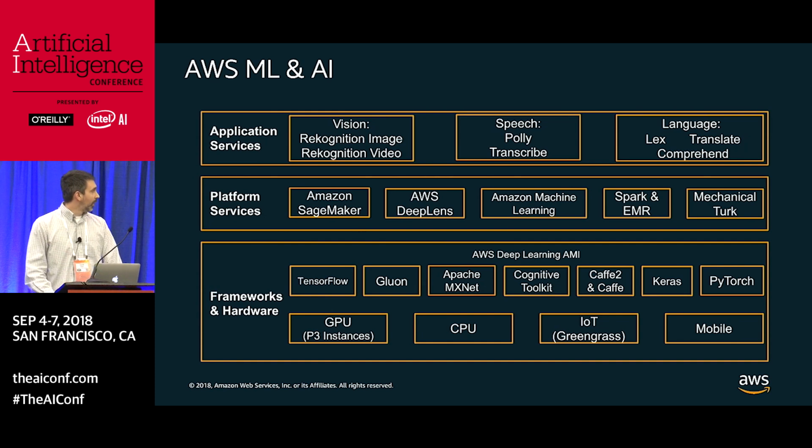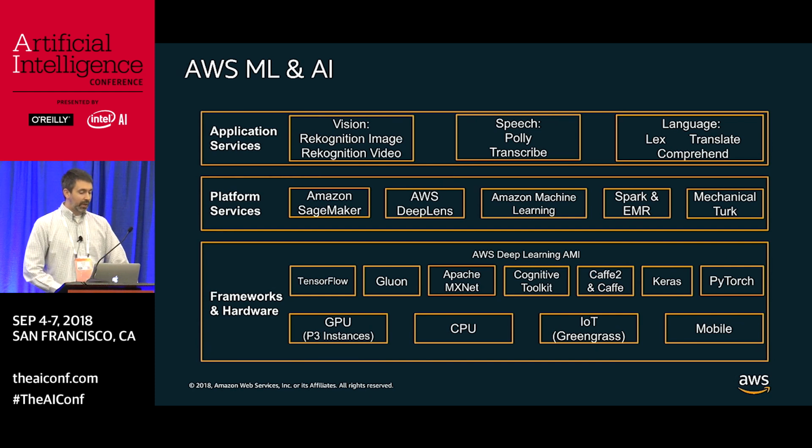We have a few other platforms as well in that layer, so things like DeepLens, Amazon Machine Learning, Spark and EMR, and then Mechanical Turk, which is a service that a lot of machine learning people use to label unlabeled data, right? So if you have a bunch of images and you need them classified into certain buckets, and you need the human eye to do that because you don't have any training data yet, that's a good way to get it.